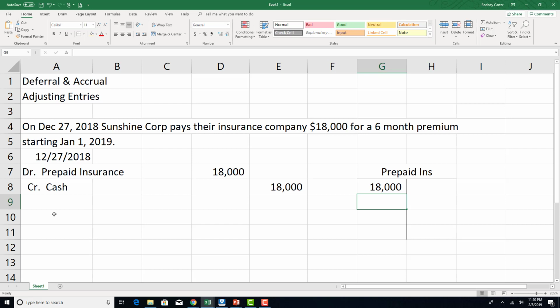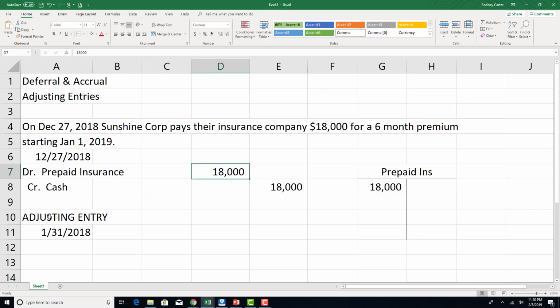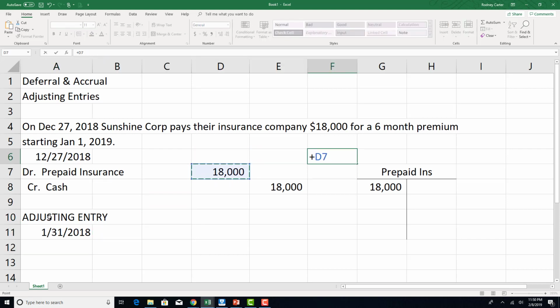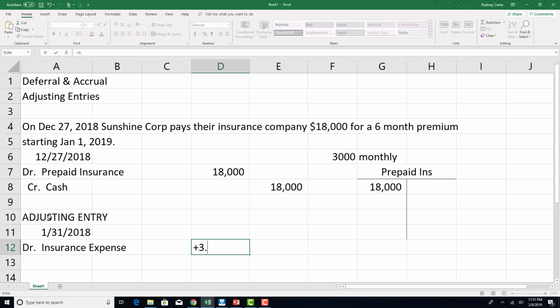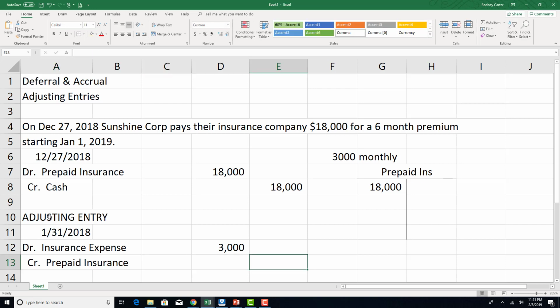So for Sunshine Corporation's record, here's the adjusting entry. It's going to be 01/31/2019. How much is my monthly depreciation? 18,000 divided by 6. There's my monthly amount that I need to move over to expense. So I'm going to debit insurance expense, which is on the income statement, for $3,000. And I'm going to credit prepaid insurance. It's not prepaid anymore. We've used it.